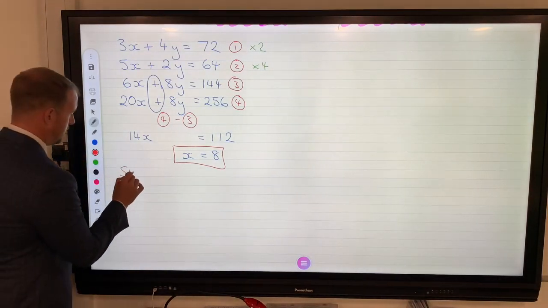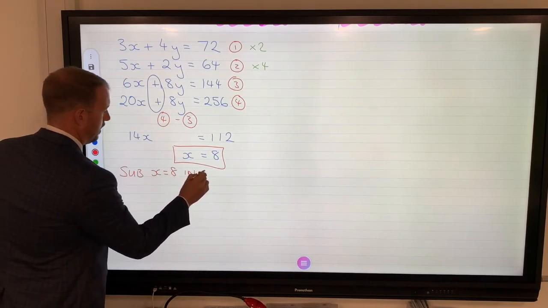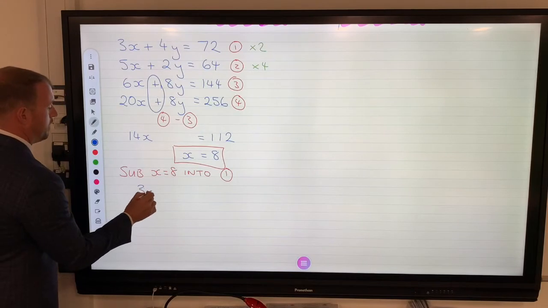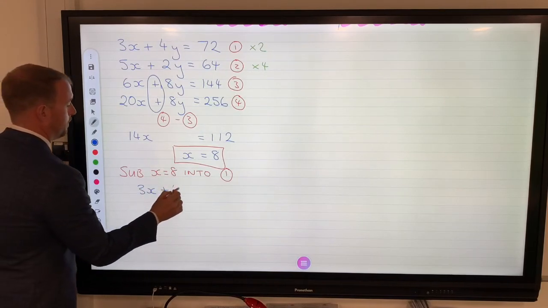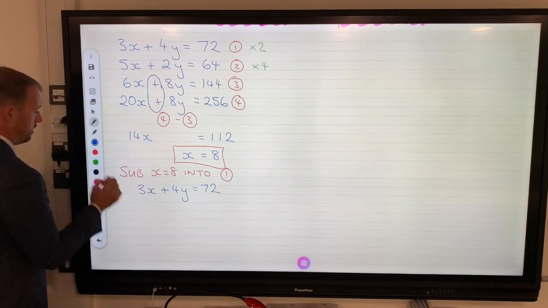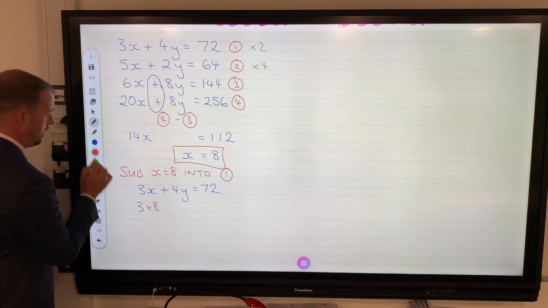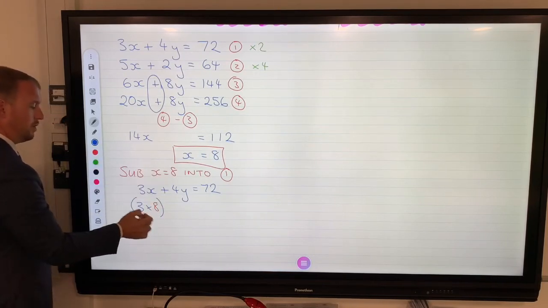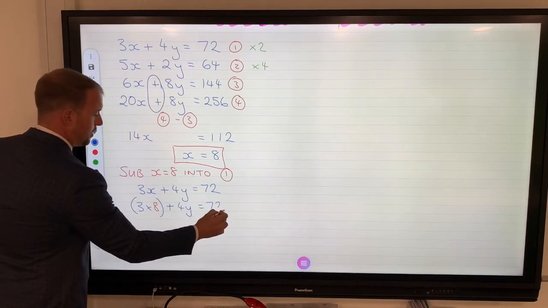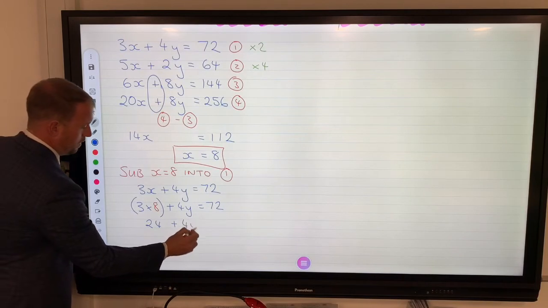So let's sub this x equals 8 into equation number 1. And equation number 1 was 3x plus 4y equals 72. So if x is 8, let's do 3 times 8. Just using a different colour pen there, just so you can see where it's coming from. Plus 4y is 72. Well, 3 8s is 24.